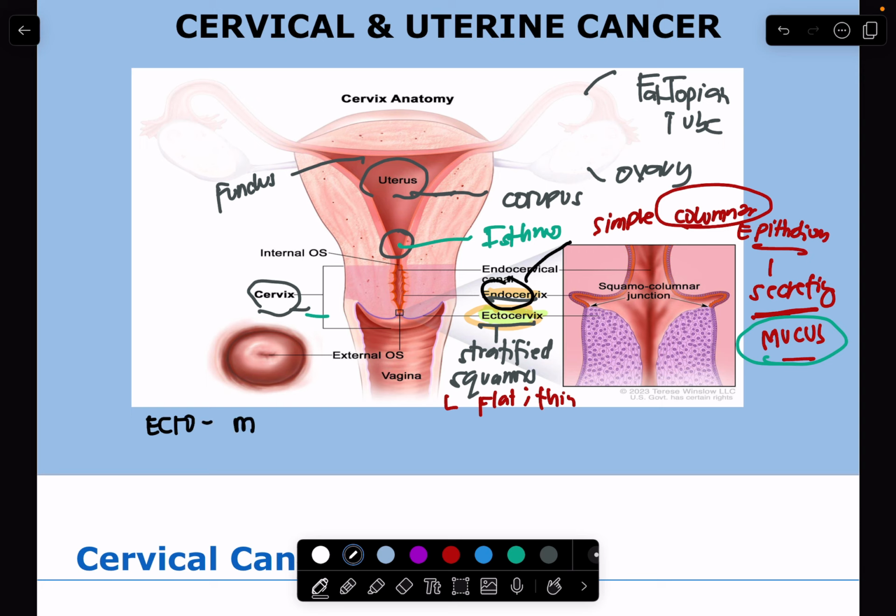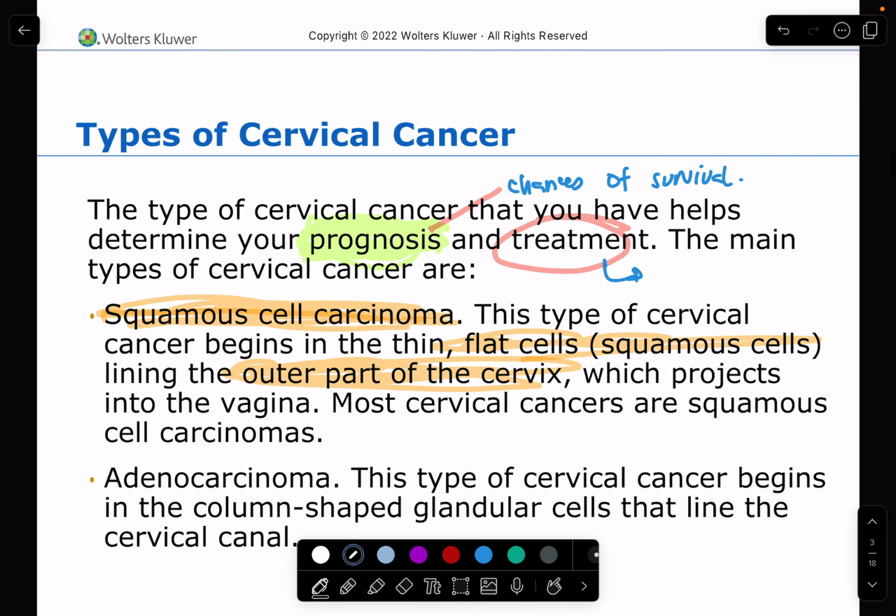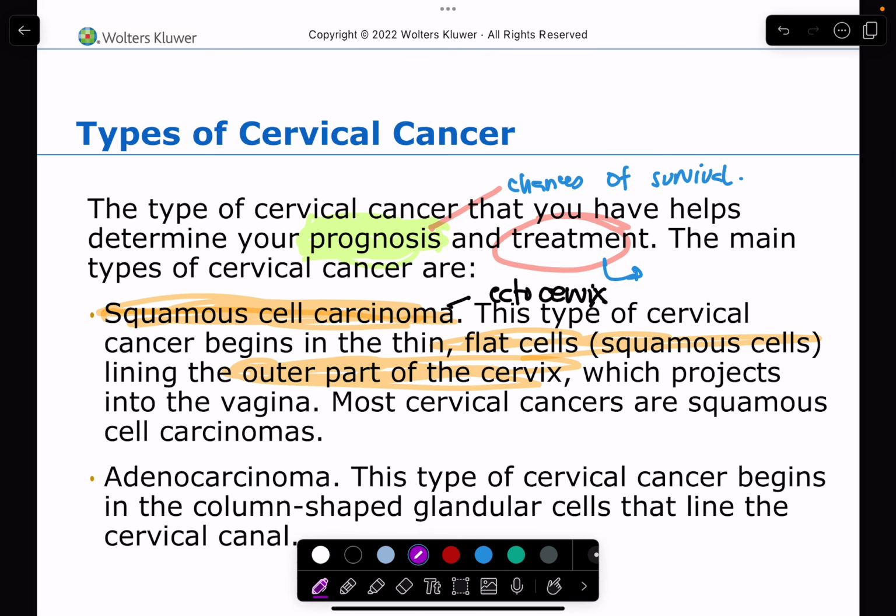It pertains to the outside or outer layer. And we said that the ectocervix is comprised of stratified squamous. So when you say squamous cell carcinoma, it is the ectocervix that is affected, which projects into the vagina. Most cervical cancers are squamous cell carcinoma. Basically, the majority of cervical cancer patients are squamous cell carcinoma in origin.